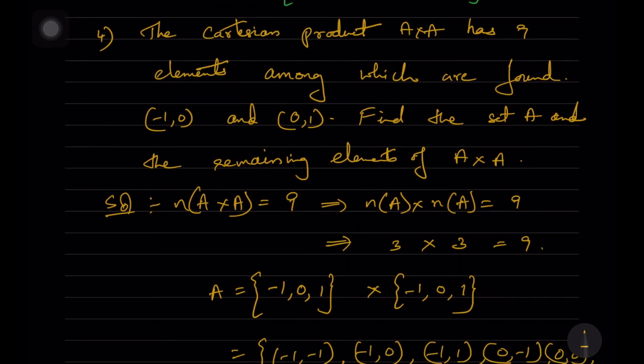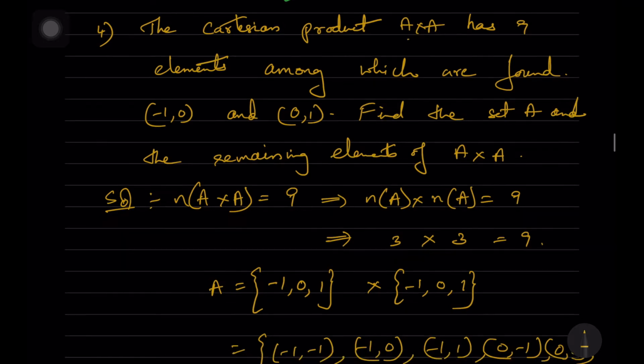Here the Cartesian product A cross A has 9 elements, among which are found (-1, 0) and (0, 1). This is one of your exercise problems. Find the set A and the remaining elements of A cross A. So now here the number of elements of A cross A is given as 9. Now if n(A) into n(A) is equal to 9, that is 3 into 3 is only going to give you 9.